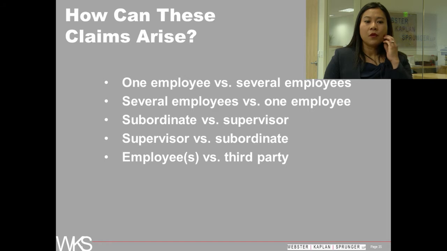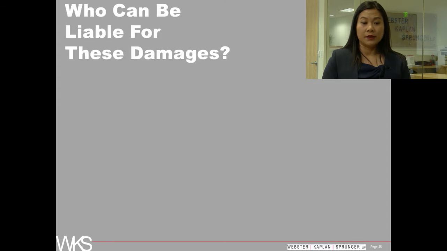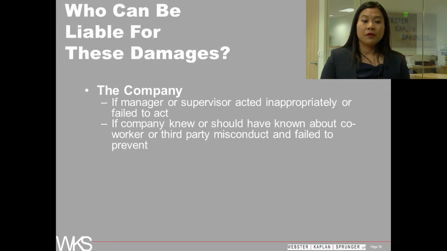So now let's go forward with how these claims can arise. We can see that you can have a variety of different types of numerical combinations. You get one employee versus several employees versus one employee, and so forth. Okay, you have a subordinate and supervisor. And who can be liable for these damages?